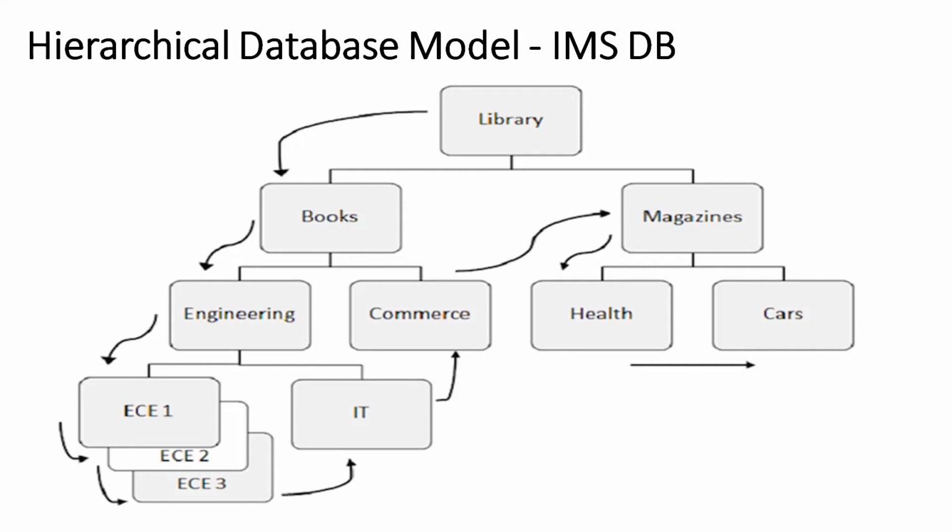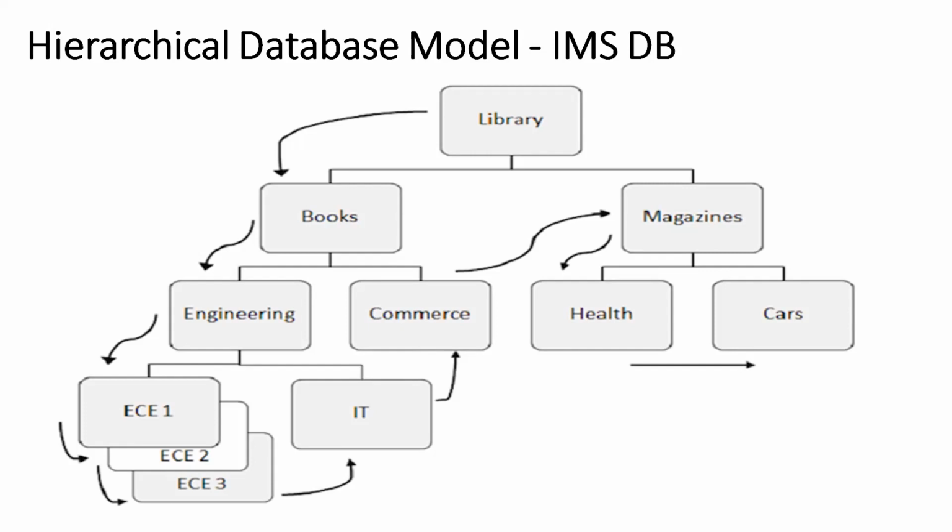segments, books and magazines. After that, under books we have engineering and commerce, so those are third level segments. Under magazines we have health magazines, cars related magazines, like that. That is the third level of segments under magazines. Like that we have different levels, and the maximum is 15 levels. Each box is a segment, we call it a segment.